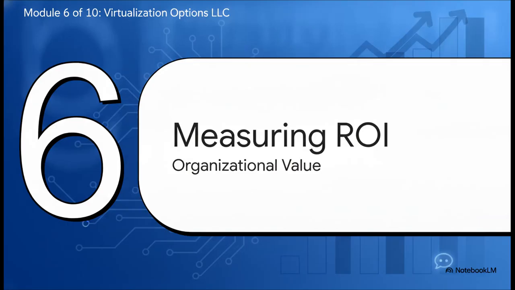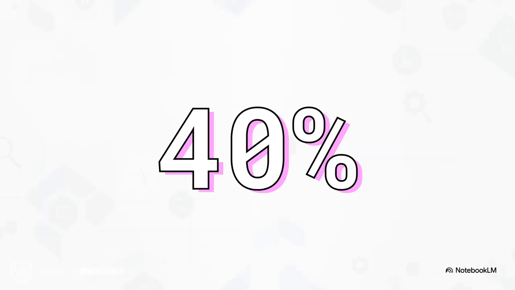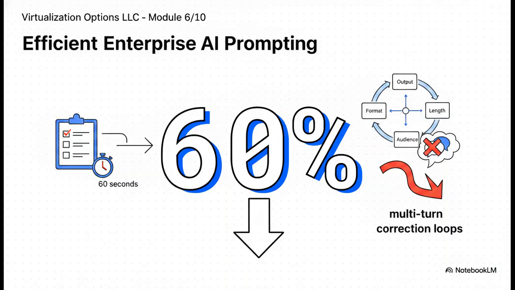Finally, Section 6, measuring prompting ROI. So why does all this formal structuring, security checking, and template building actually matter? Because of the measurable organizational value. 40%. That is the average per-task token cost reduction achieved when employees simply apply structured prompt training compared to untrained users. Just by communicating clearly and stripping out vague language, almost half the compute cost is saved right off the bat. That's huge. Next, we see a massive 60% reduction in multi-turn correction loops.